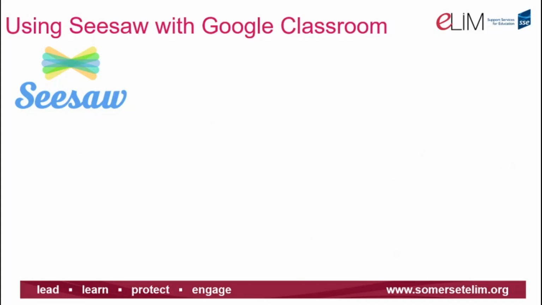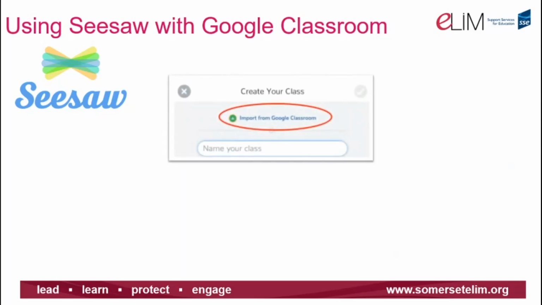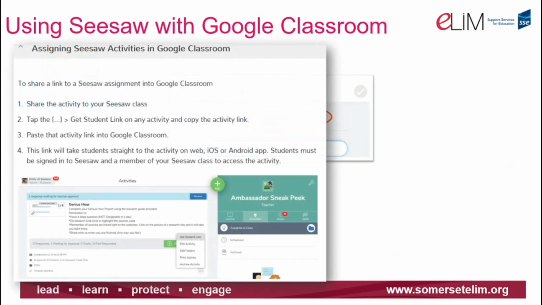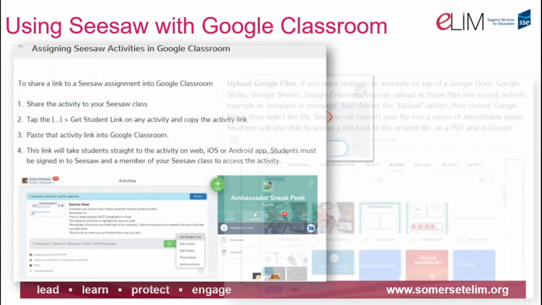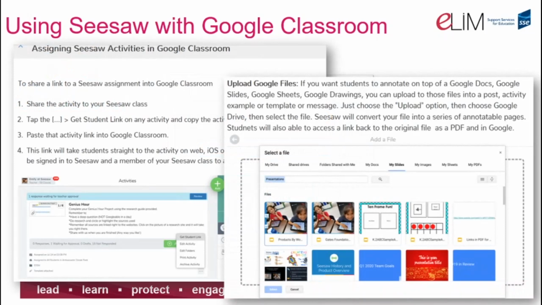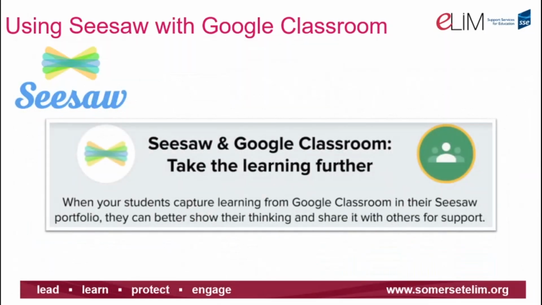For schools already using Google Classroom, setup is very straightforward as classes can be imported directly from Google. Activities assigned in Seesaw can be directly linked from Google Classroom, and Google Classroom tasks can be added to Seesaw to allow pupils to use the full range of Seesaw tools to respond. The combination of Google Classroom with Seesaw is a powerful way to enable all pupils to access the same tasks using the same resources.